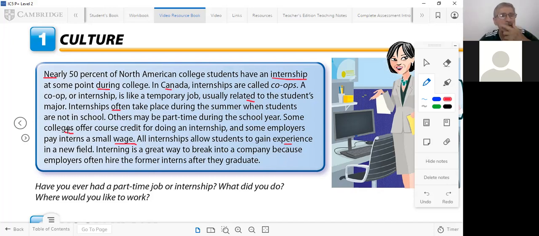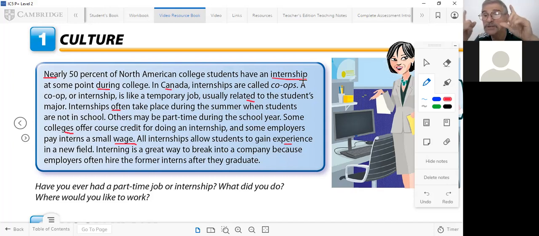Okay, now when you pronounce nearly, pronounce it again, because I consider that you didn't pronounce it correctly. Nearly. Okay, internship is okay. You pronounce it okay. But do you understand what internship is? No? Okay, pay attention.